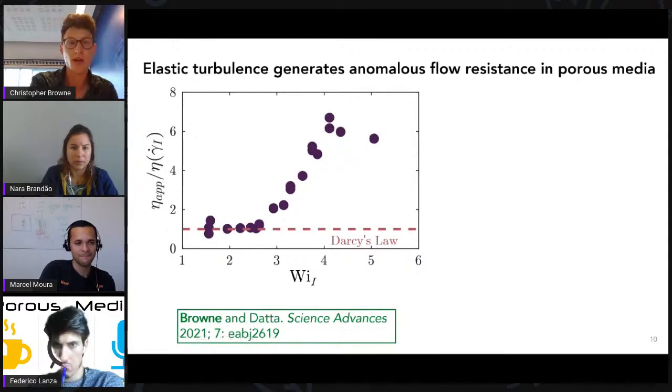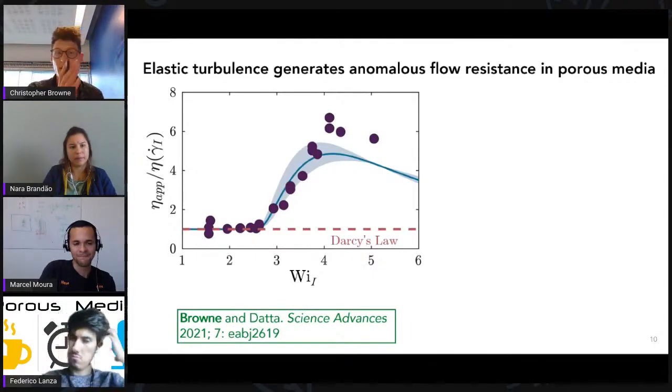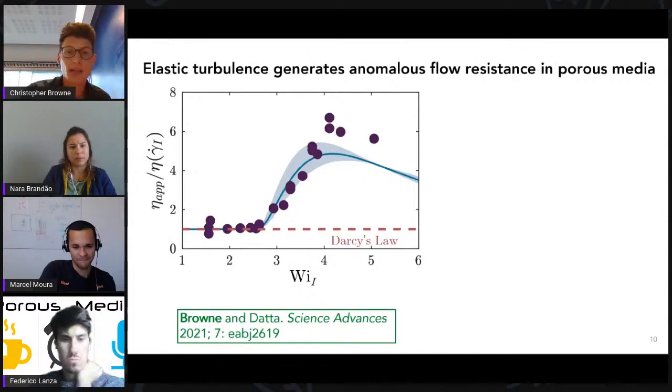So here you can see Darcy's Law, the resistance is on the y-axis, and as I increase flow rate, or Weissenberg number on the x-axis, you see that it deviates strongly at some point. And if I insert the model from that previous slide, you see that it agrees quite well. So I capture the onset and the growth quite well. It's maybe neglecting a little bit at the very end.